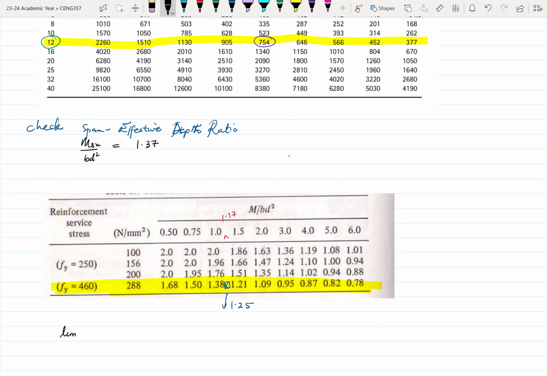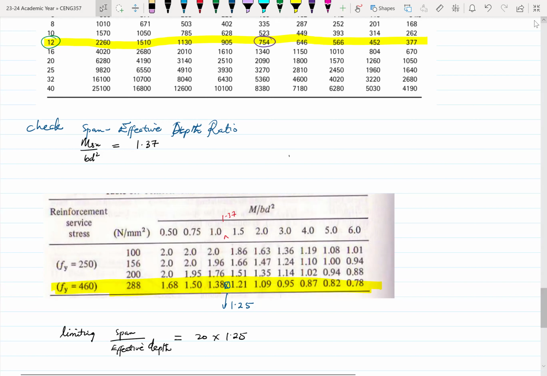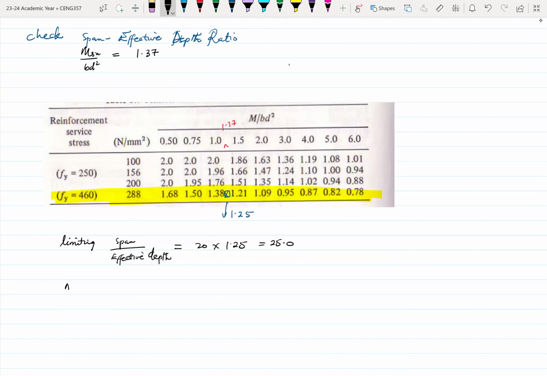So based on that, a limiting span over effective depth should be 20 times 1.25. That 20 is gotten from the fact that we are looking at a simply supported slab. So there's the basic ratio for what the span to effective depth would be. So that's 20, and this will give us 25.0. Now let's compare that to the actual span to effective depth that we chose.